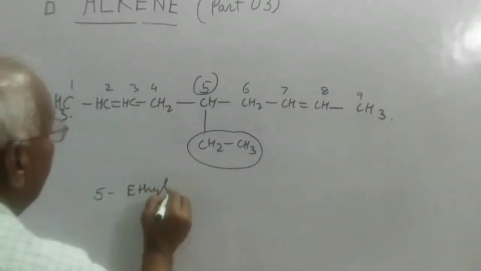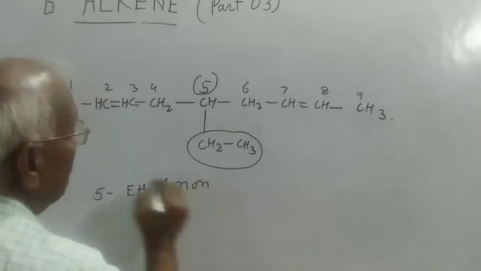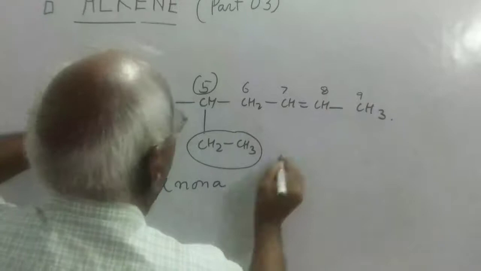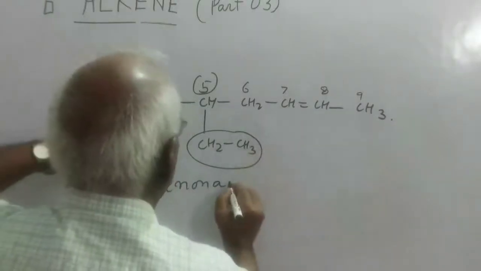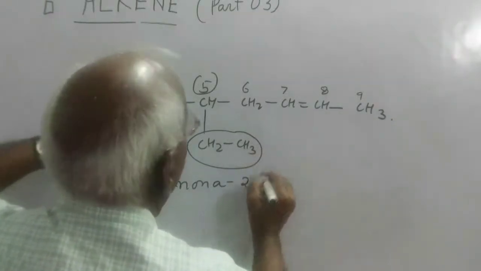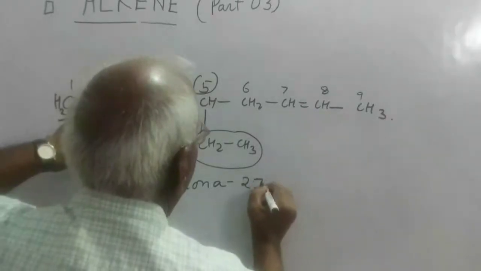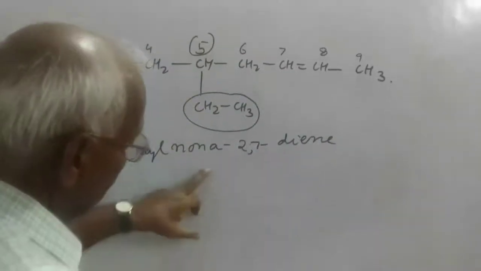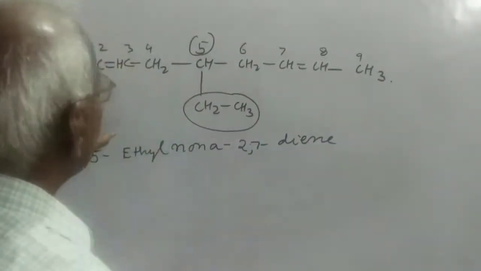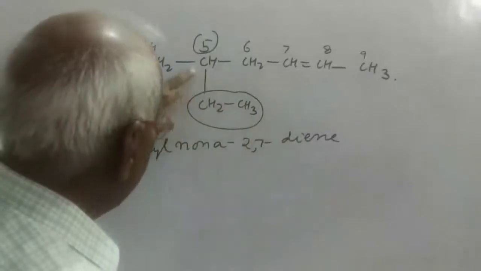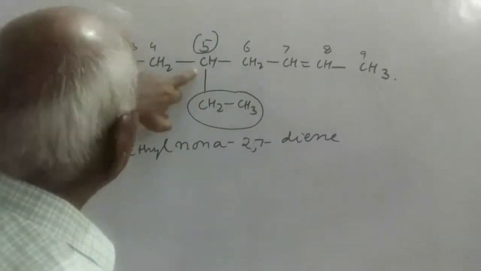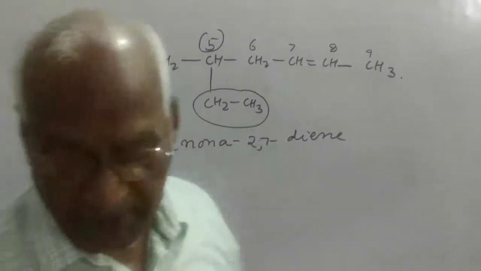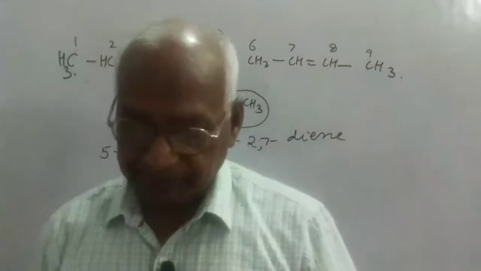So its name will be 5-ethyl, root word non, and its numbers are 2, 7, diene. So 5-ethyl nona-2,7-diene. This is 2 and this is 7. This is 5, this is the substituent. So this is the name of this compound. So this is about the IUPAC names of the alkenes. Thank you very much.